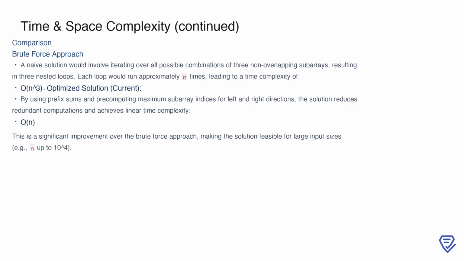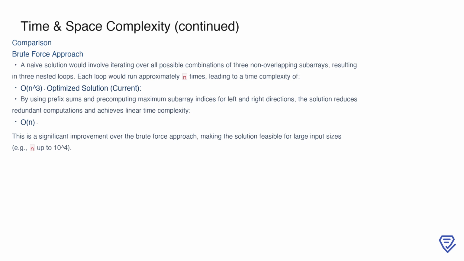To highlight the improvement of this optimized solution, let's compare it to the brute force approach. In the naive method, we would iterate over all possible combinations of 3 non-overlapping subarrays. Each of the 3 loops would run approximately n times, resulting in a time complexity of O(n^3). This cubic complexity quickly becomes impractical for large arrays. In contrast, the optimized solution leverages prefix sums and pre-computed maximum indices to eliminate redundant computations. By reducing the number of passes to just 3 linear scans and a single traversal for the middle subarray, the time complexity is reduced to O(n).